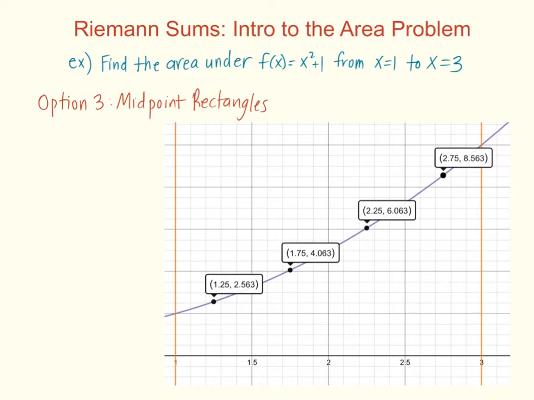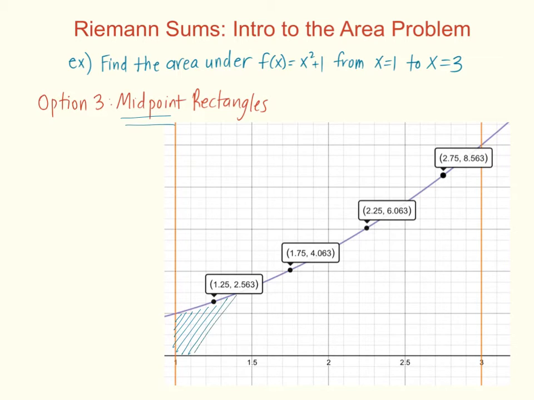Okay, so we've seen a right hand that in this case was an overestimate, a left hand that was an underestimate. Let's try to do a little bit better job. Let's do midpoint rectangles. So to estimate the sum, I've kind of zoomed in and added some points because they're a little bit longer decimal numbers in this case.